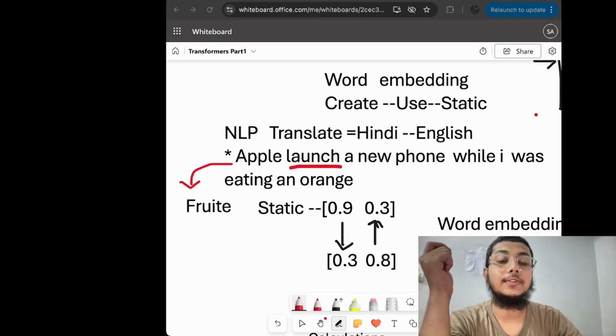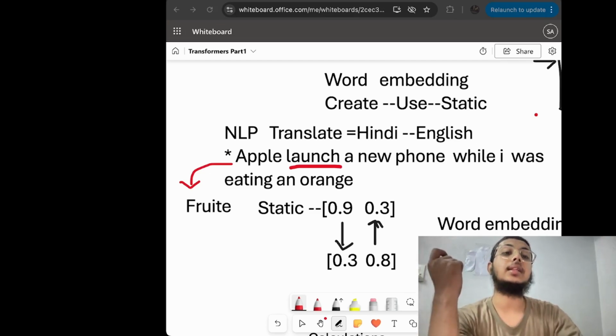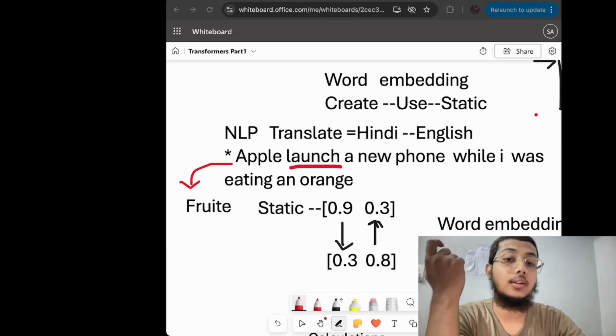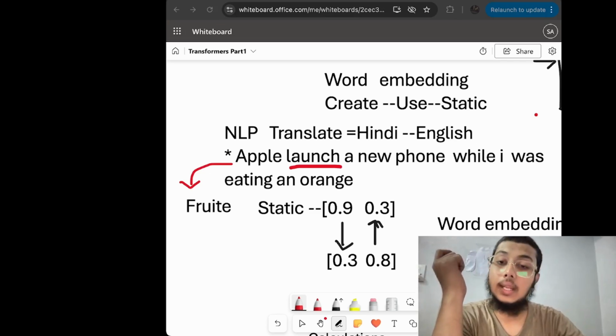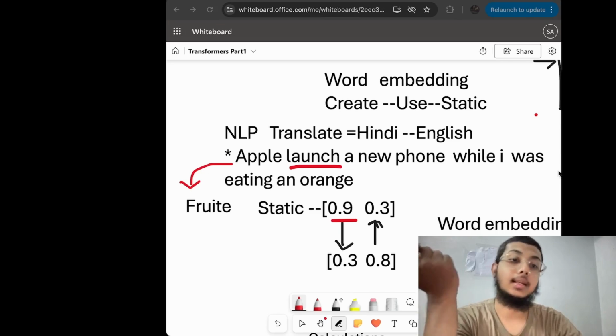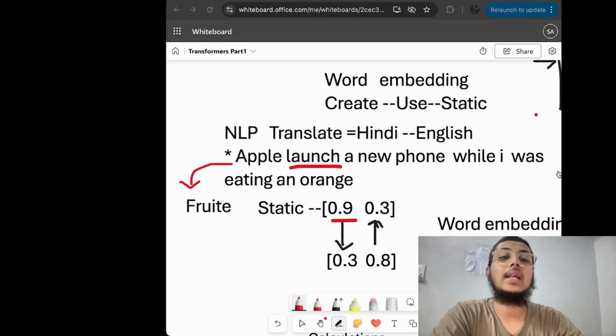If you convert all these words into their relative embeddings, then a problem arises. What is the embedding of Apple? Say 0.9 and 0.3, and this embedding is static, and it assumes that wherever apple is used, it will be as a fruit. But clearly you can see that in this sentence apple is actually used as a technology company, the iPhone company. So what should be ideal?